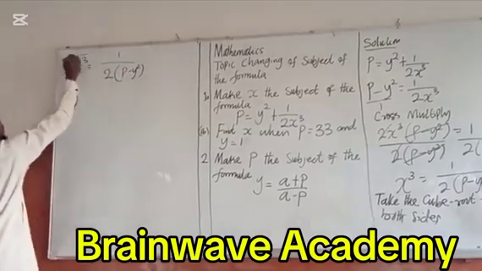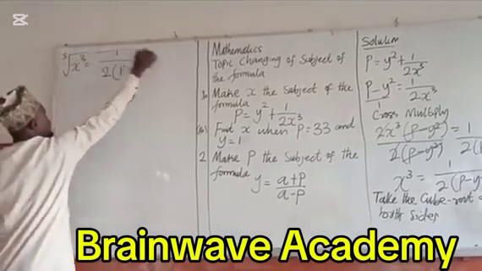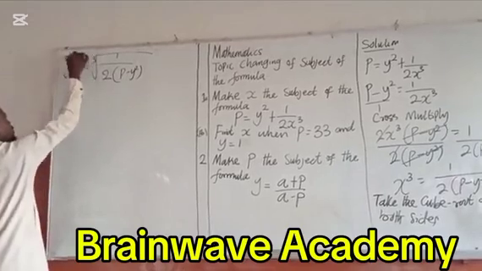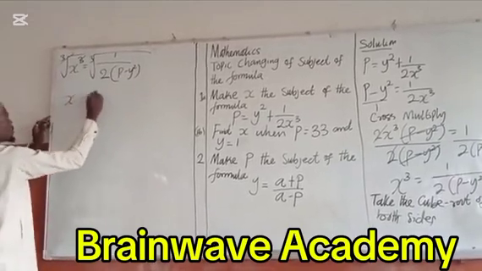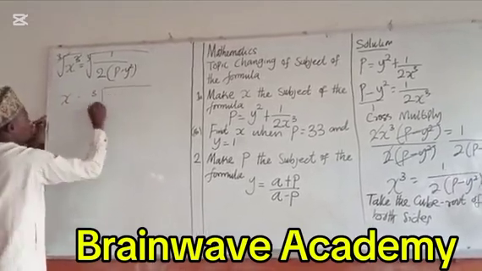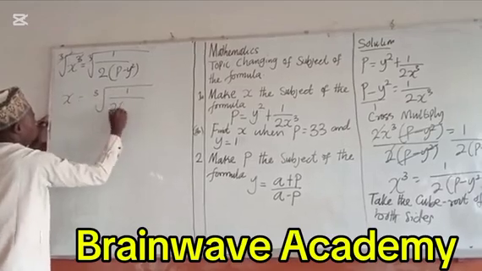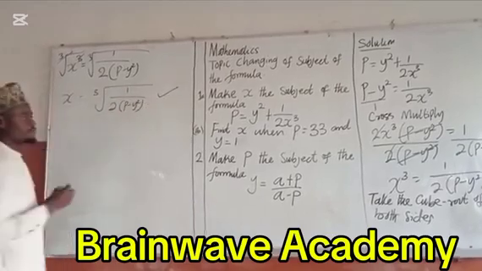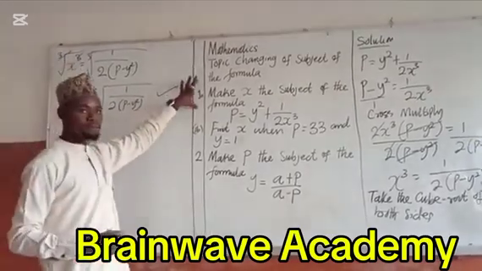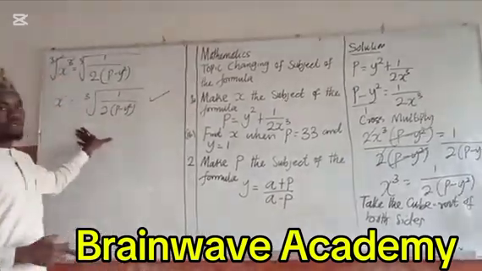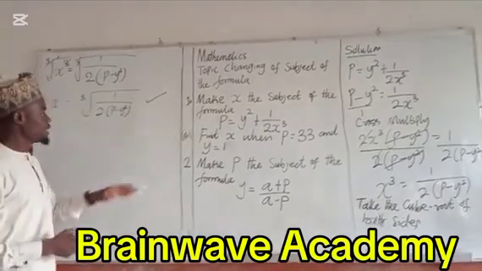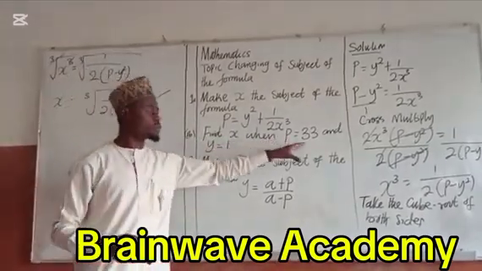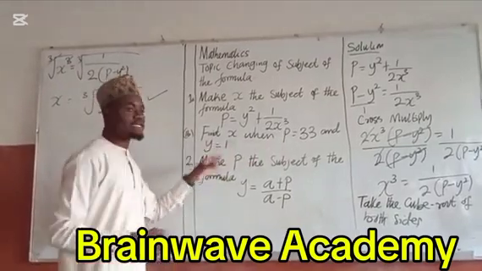Then you take the cube root of both sides. This is cube root, and this is cube root. The cube root cancels the cube, and you have S is equal to cube root of 1 all over 2 open bracket P minus Y square. This is the first question. We have done with the first question, question A: make S the subject of the formula. Then B, find S when P is equal to 33 and Y is equal to 1.